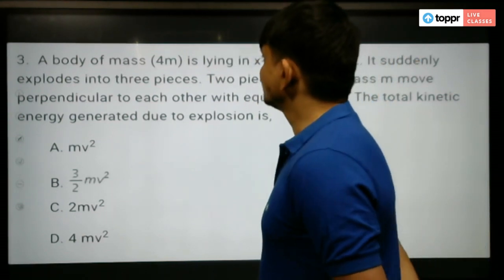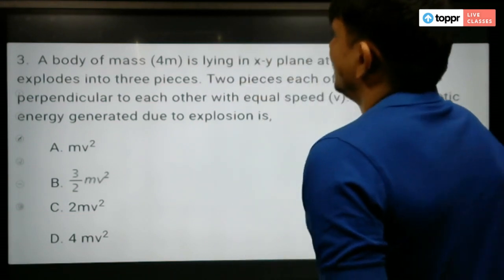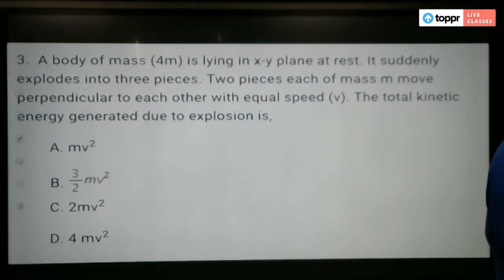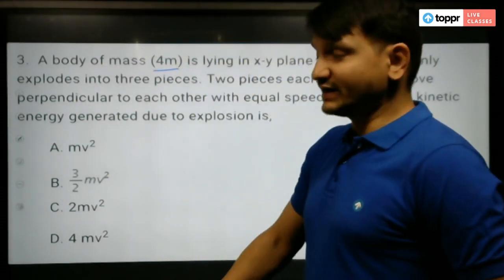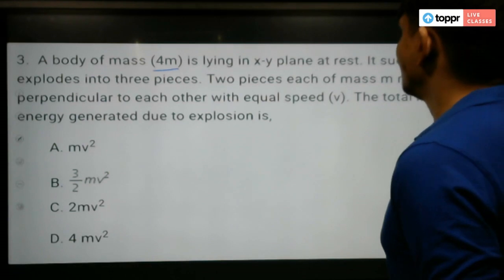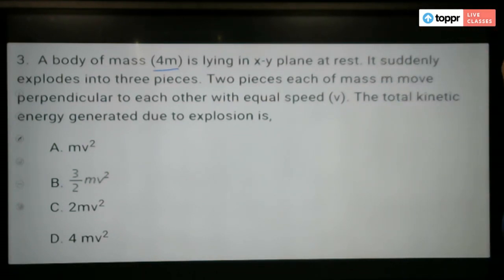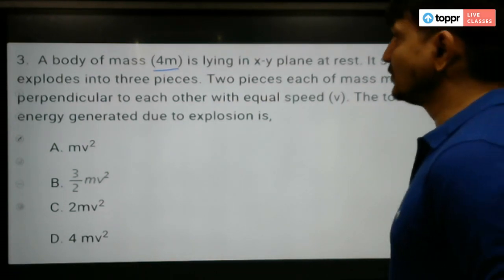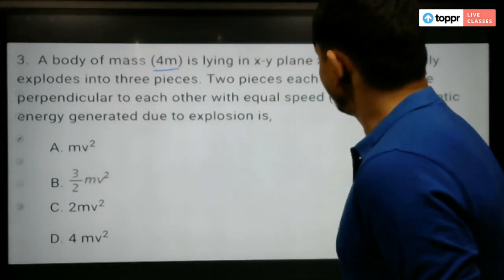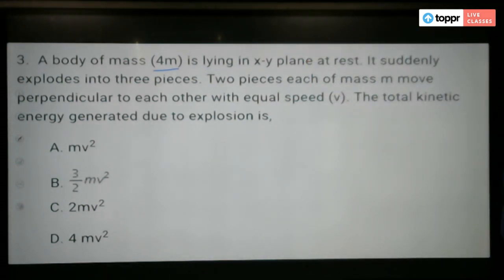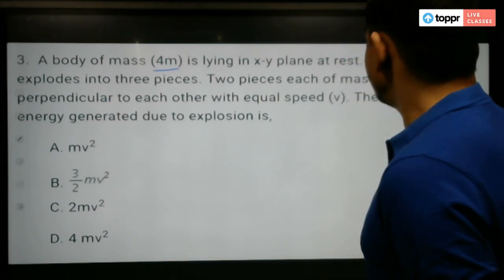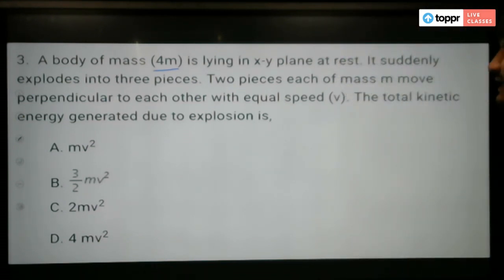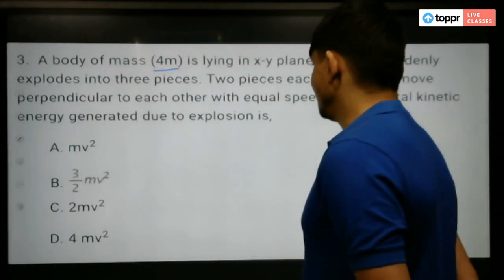So the question here is a body of mass 4m. We are considering 4m, don't confuse it with 4 meter. The mass 4m is lying in the xy plane at rest. It suddenly explodes into 3 pieces. 2 pieces each of mass m move perpendicular to each other with equal speed v. The total kinetic energy generated due to explosion is?